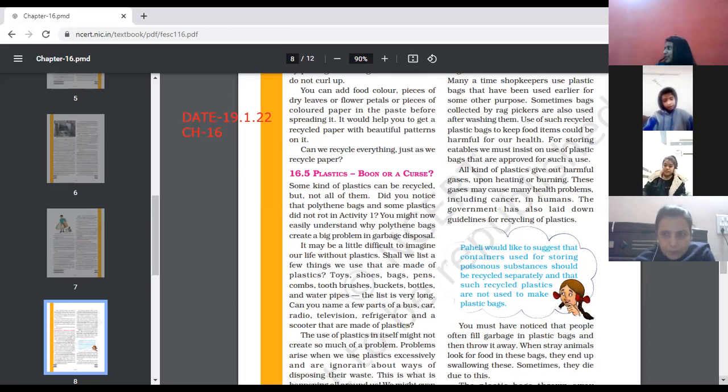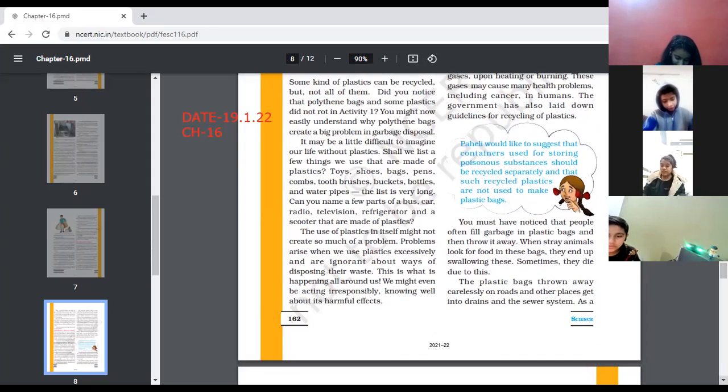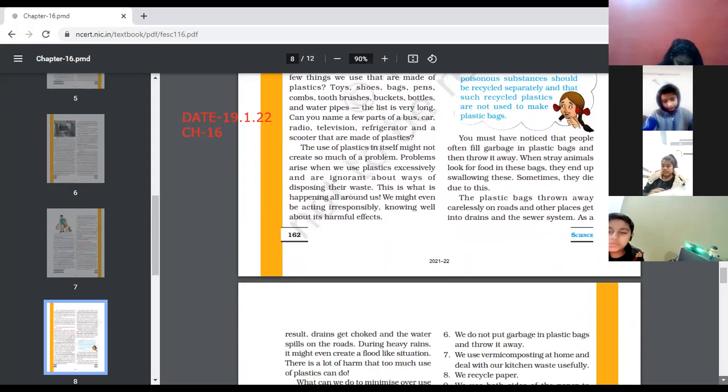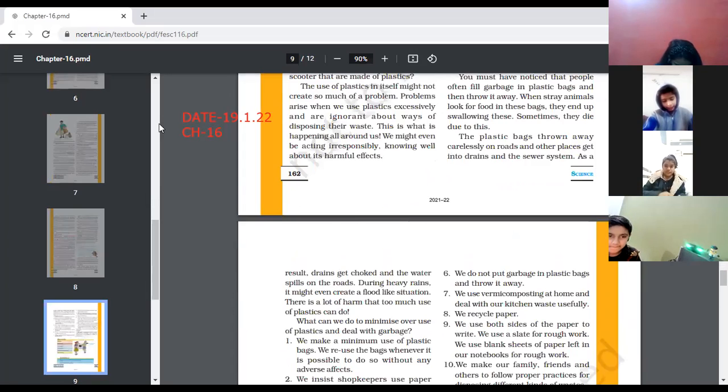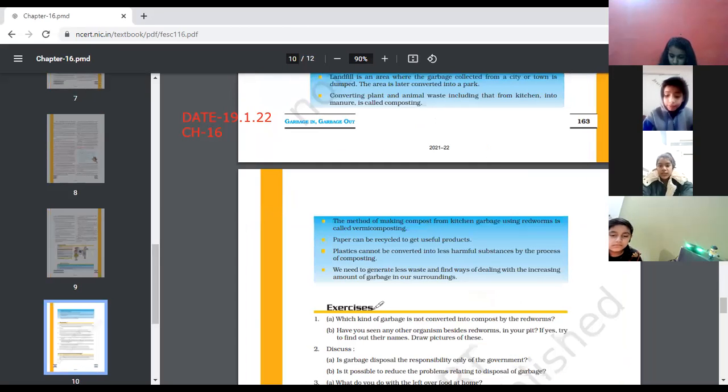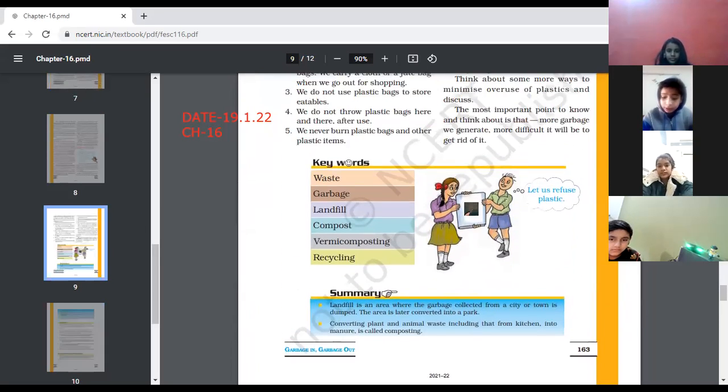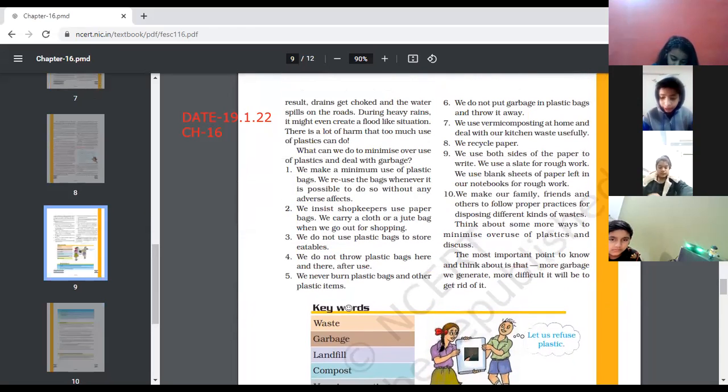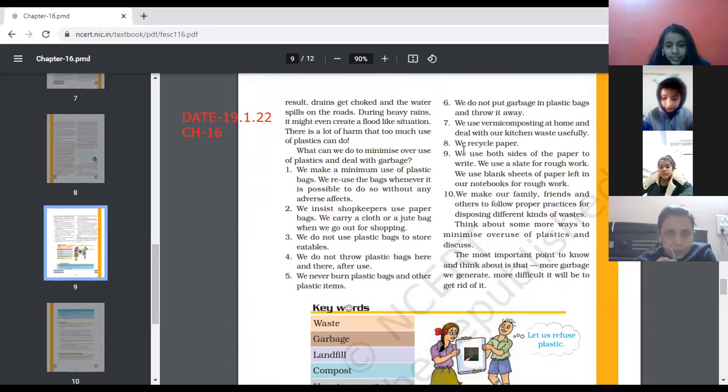You must have noticed that people often fill garbage in plastic bags and then throw it away. When stray animals look for food in these bags, they end up swallowing these. Sometimes they die due to this. The plastic bags thrown away carelessly on roads and other places get into drains. In the sewer system, as a result, drains get choked and the water spills on the roads during heavy rain. It might even create a flood-like situation. There is a lot of harm that too much use of plastics can do.